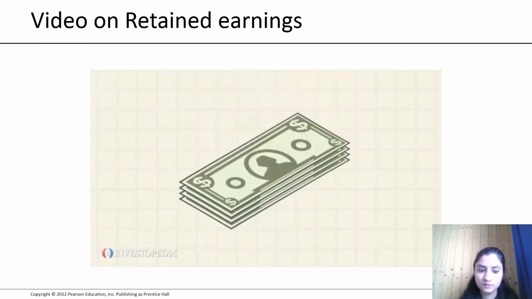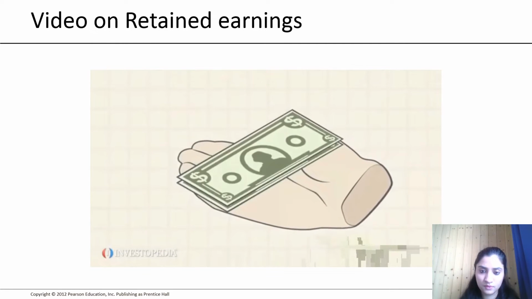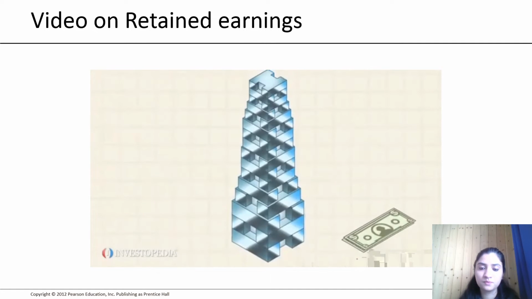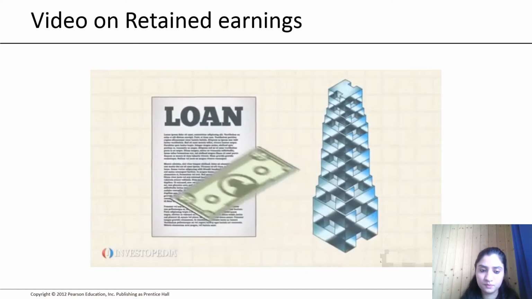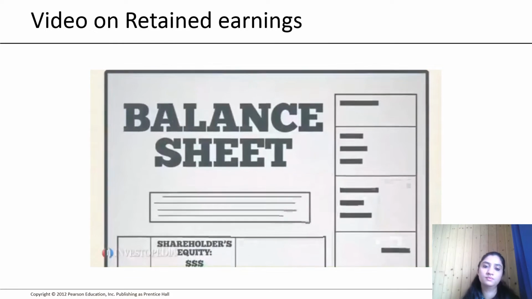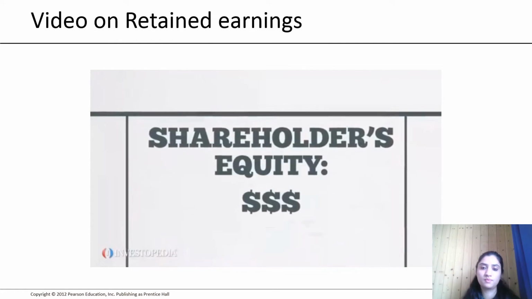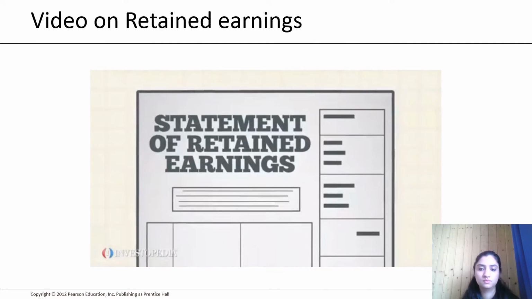Retained earnings are the portion of the company's net earnings that it doesn't pay out to shareholders as dividends. The company keeps this money and reinvests it in the business or uses it to pay off a portion of its debt. To see how much of its earnings the company has retained, look at the balance sheet under shareholders' equity. Retained earnings can also be reported on a separate statement called the Statement of Retained Earnings.